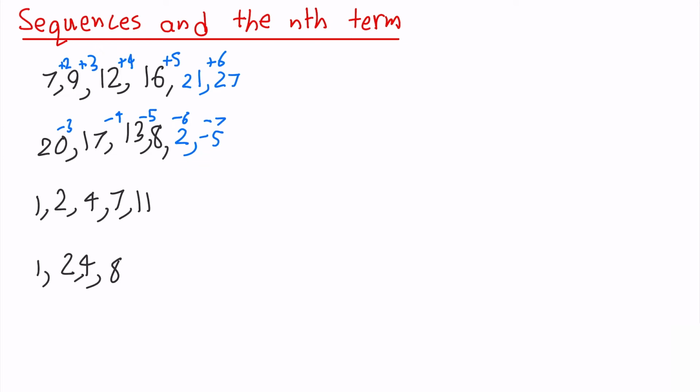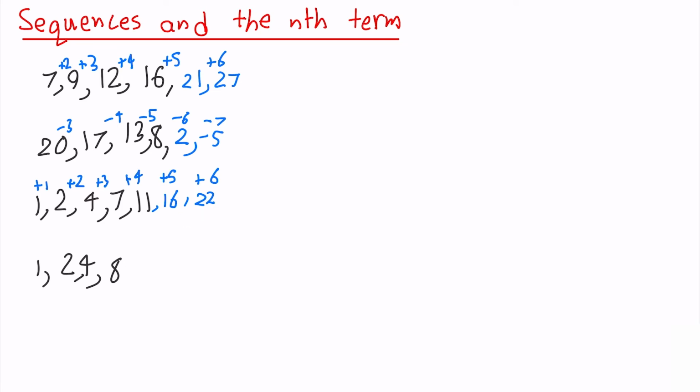Okay, what about the third one? Here you could realize that we need to add 1, add 2, add 3, add 4. So the next one we need to add 5, and the second one we need to add 6. So 11 plus 5 equals 16. 16 plus 6 equals 22. So the answer is 16 and 22.